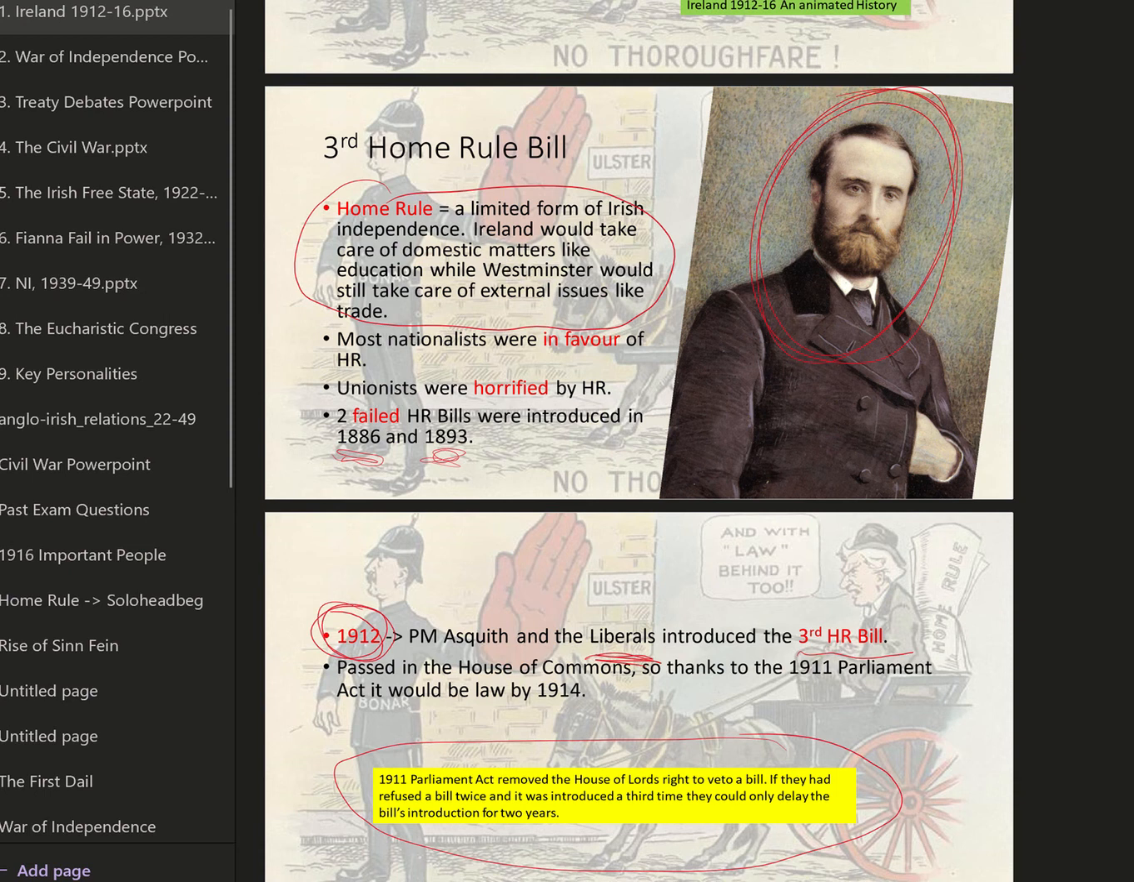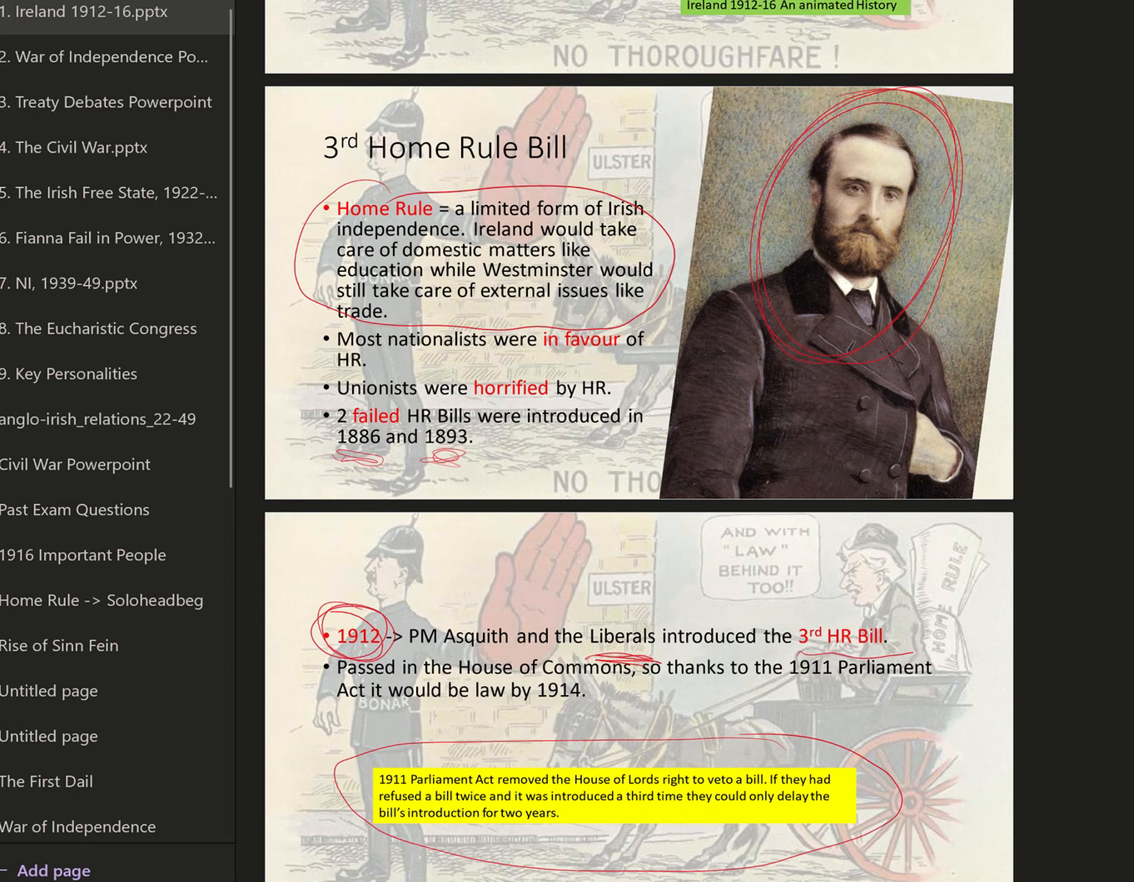It meant the House of Lords could no longer veto a bill if they'd done it twice already. So veto means stop something. The House of Lords stopped Home Rule twice. They couldn't do it a third time, so they can't delay it anymore. They can only delay it for 2 years at the max. It has to become law then.